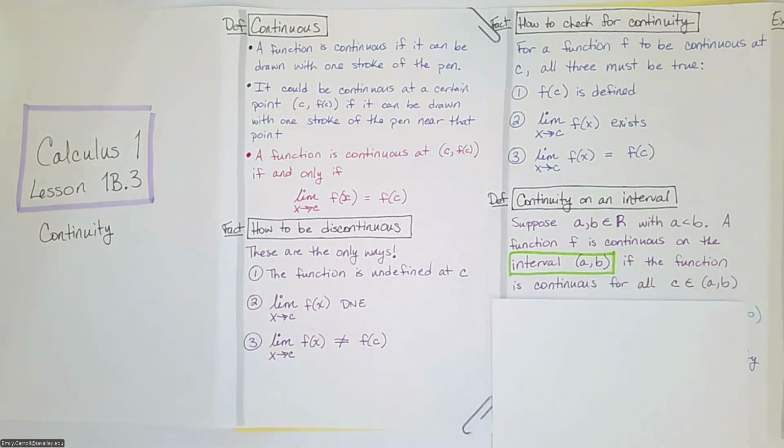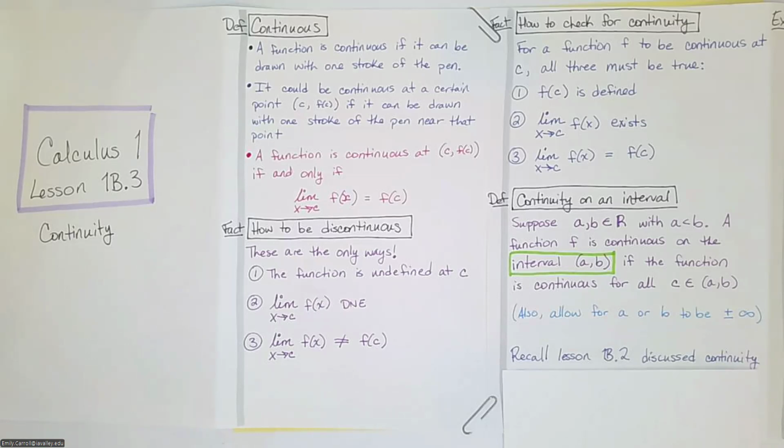If the function is continuous for all possible c in that interval. That's not too surprising of a definition if you think about it. Here we also allow for a and b to be plus or minus infinity. So you could say any number greater than 6, we're going to be continuous there or not continuous there. Remember in lesson 1B.2, I listed all kinds of common types of parent functions and discussed where we expect them to be continuous or not continuous.